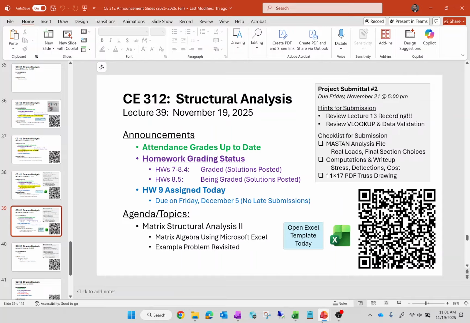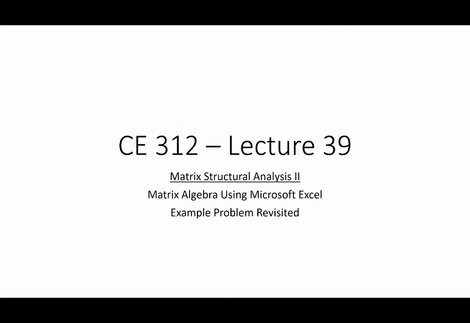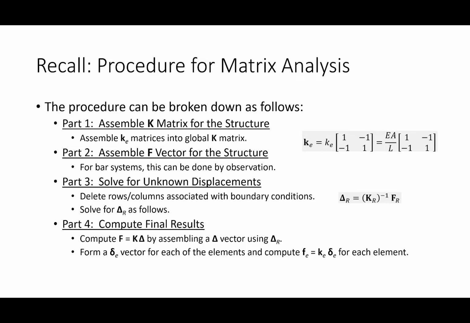All right, everybody. Today we're going to be using Excel to do matrix analysis, to do matrix algebra. Just to make sure that we're all on the same page, this is our procedure for doing matrix analysis. We're going to go through it today, but essentially it's broken up into 4 parts. First, we assemble the K matrix for the system as a whole. We then assemble the F vector, the force vector for the structure as a whole. We solve for our displacements, and we back calculate.